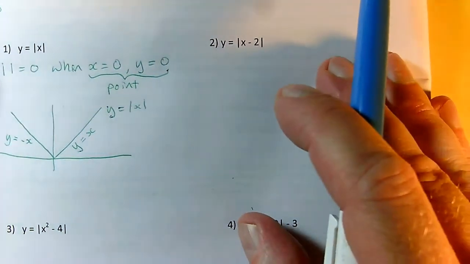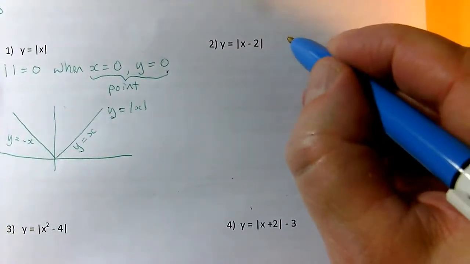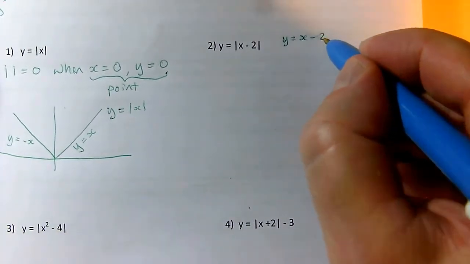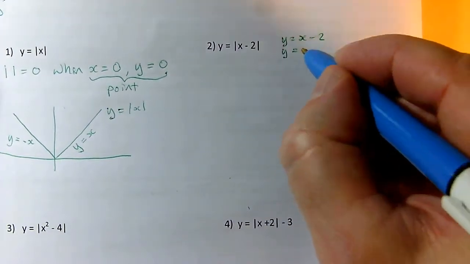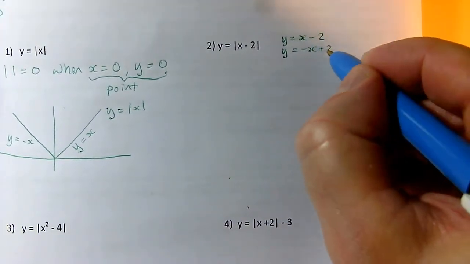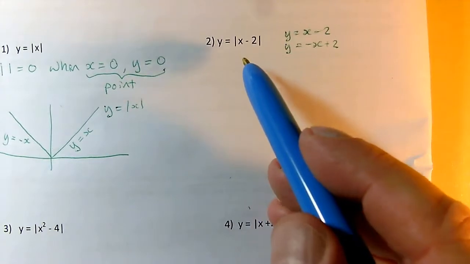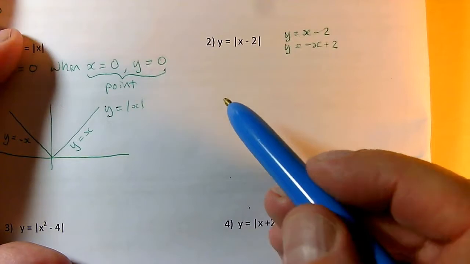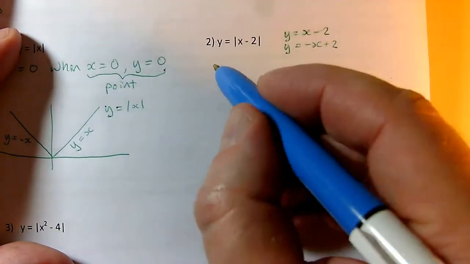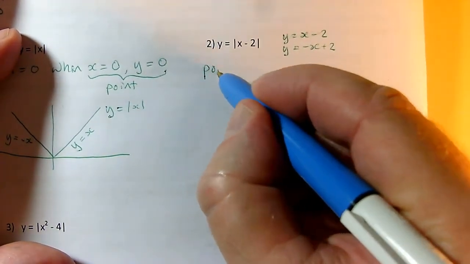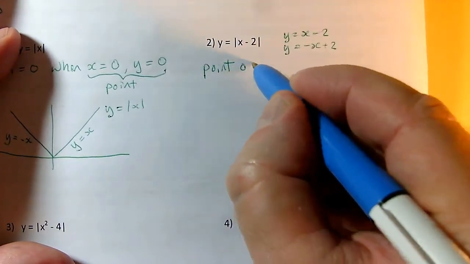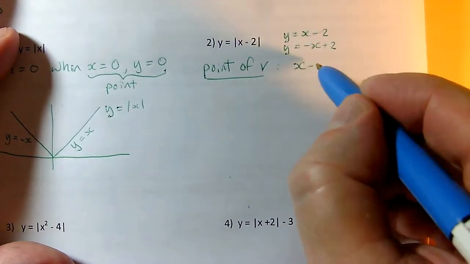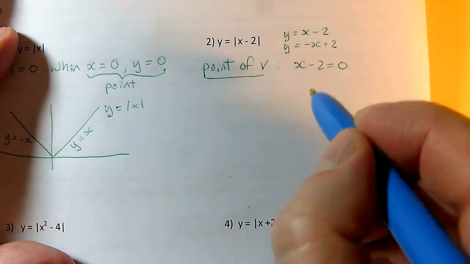Moving on to this next one, I could write down the two equations. y equals either x minus 2, where the modulus has no effect, or y equals minus x plus 2. Notice the modulus will either swap the sign of everything inside it, or leave it all alone. The point of the v method says that I need to consider, and this is becoming a template, the point of the v is when the thing inside the modulus, x minus 2, equals naught.